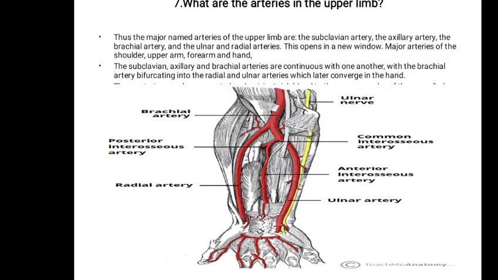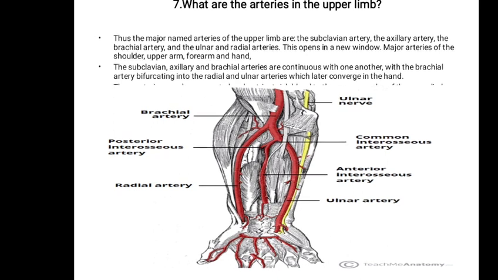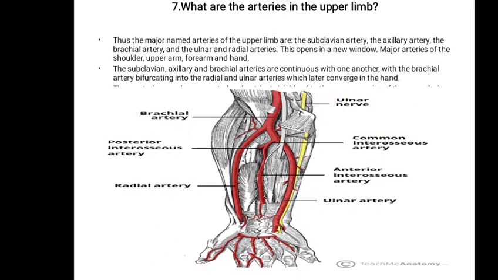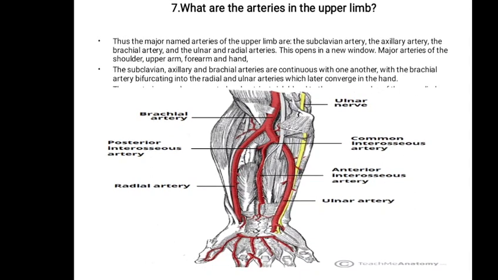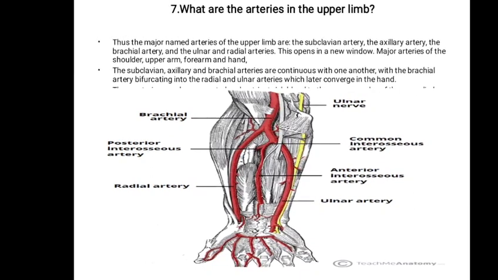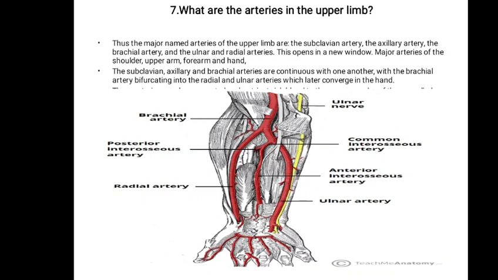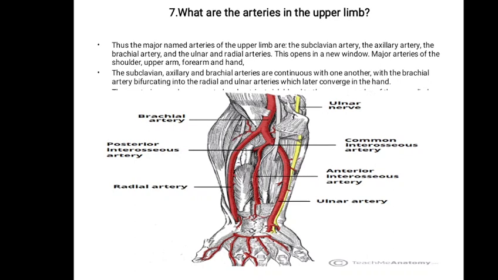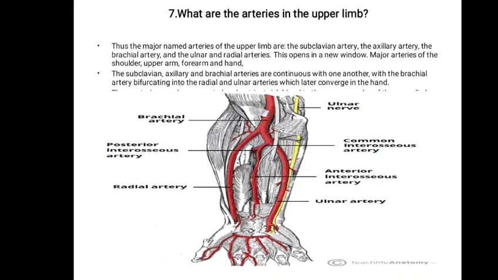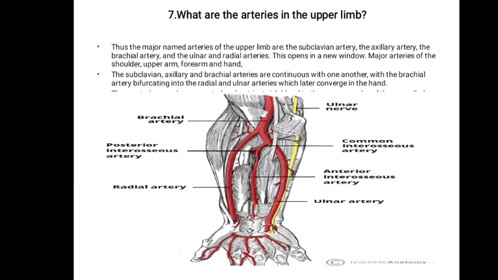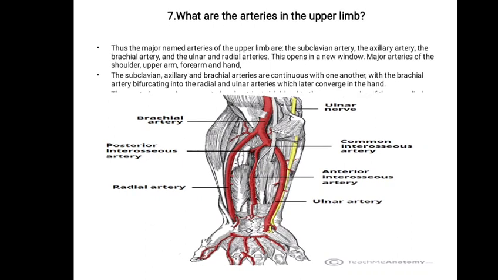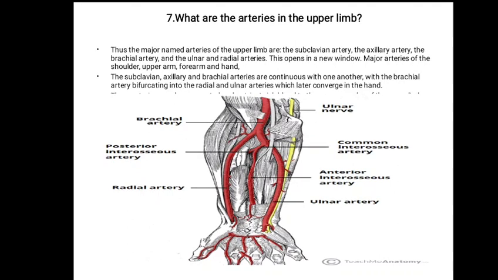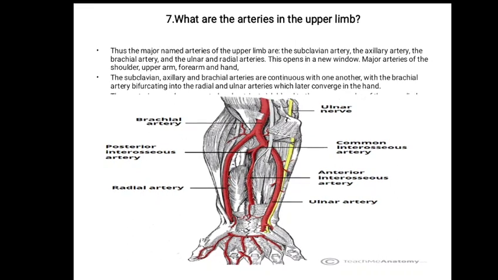And question number 7. What are the arteries in the upper limb? There are 11 major arteries which supply the upper limbs. The major arteries of the upper limbs are subclavian artery, axillary artery, brachial artery, and ulnar and radial arteries.